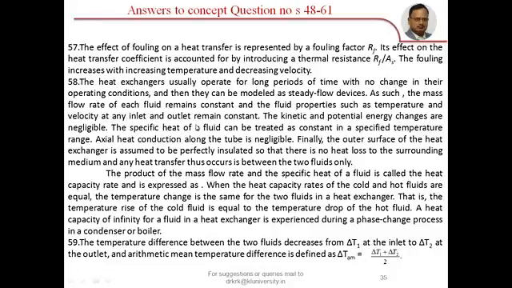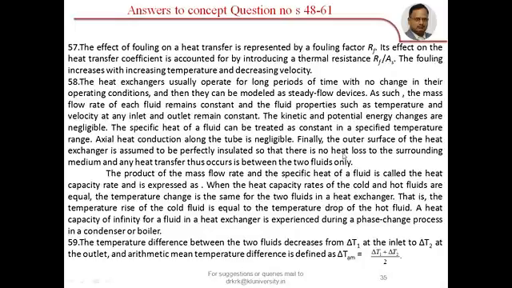As such, the mass flow rate of each fluid remains constant, and the fluid properties such as temperature and velocity at any inlet and outlet remain constant. And this is the answer given for that 58th question. And the outer surface of the heat exchanger is assumed to be perfectly insulated, so that there is no heat loss to the surroundings, and heat transfer thus occurs between these two fluids only.